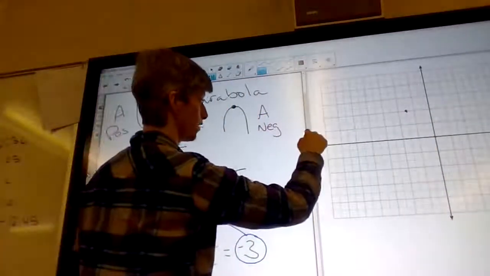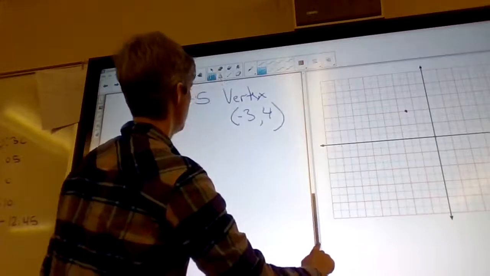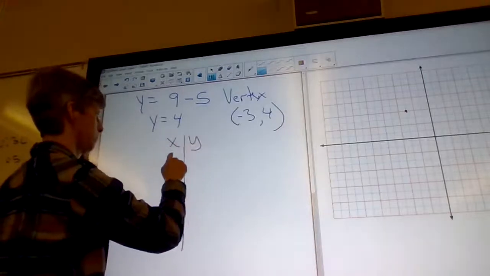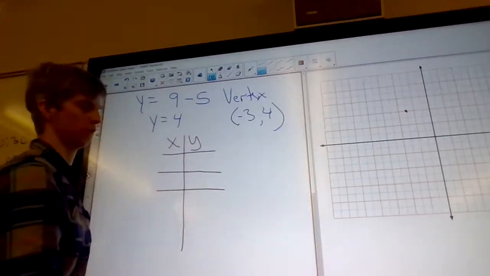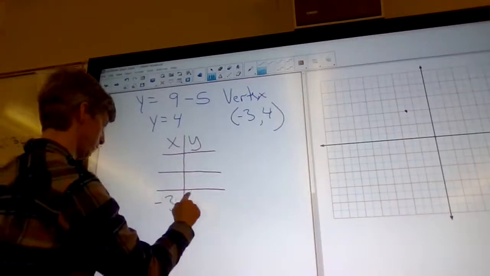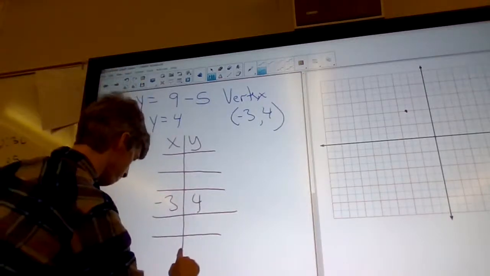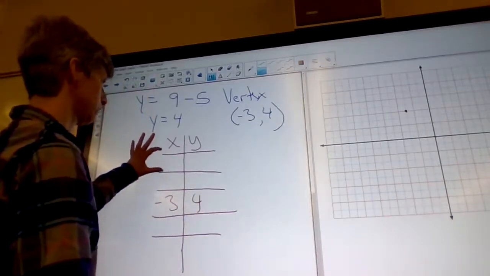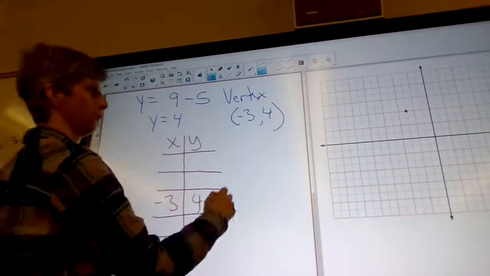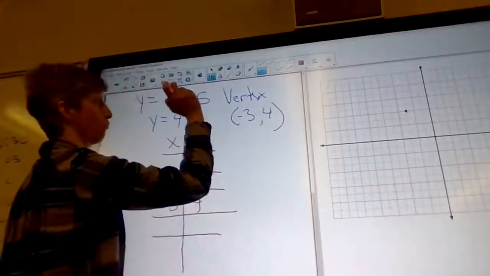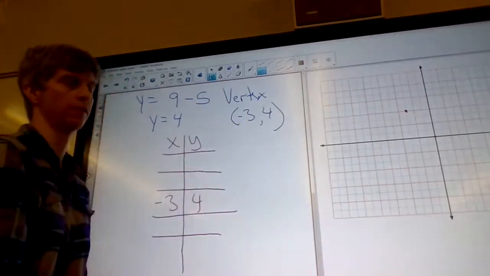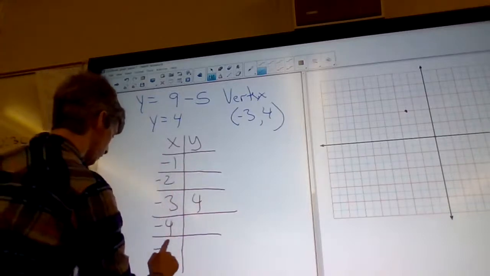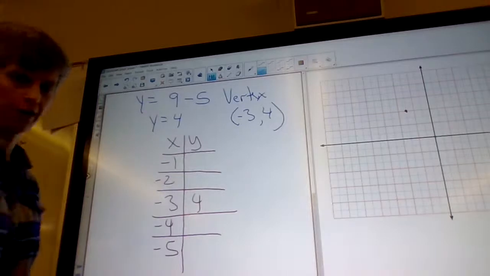Now, to get the rest of the points that we need to make the parabola, you're going to make an XY table. You're going to put your vertex in the middle. So here's my vertex at negative 3, 4. For the top x boxes, thinking of a number line, you go 2 places to the right and 2 places to the left of negative 3. So that'd be negative 2, negative 1, negative 4, negative 5. That's how you get your x coordinates.